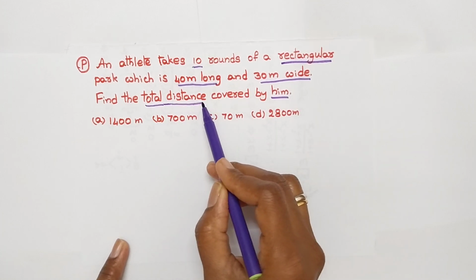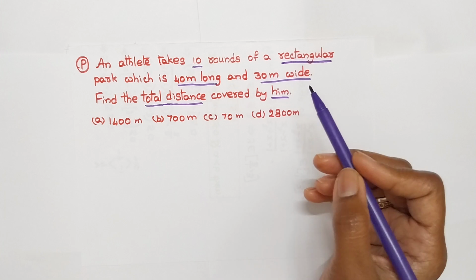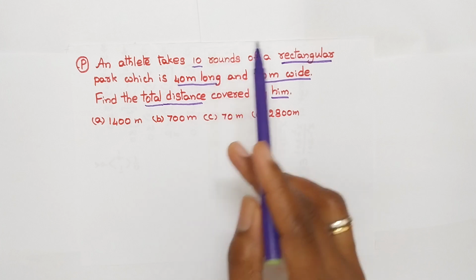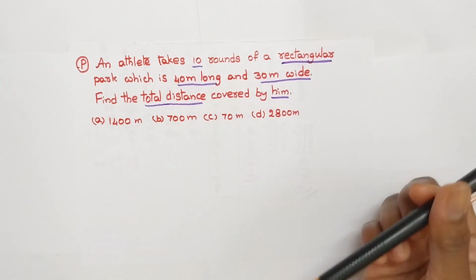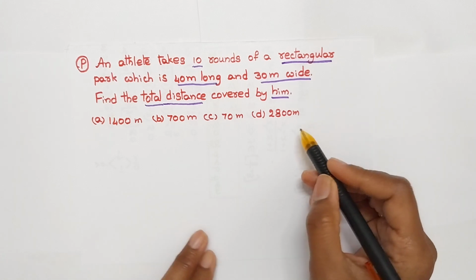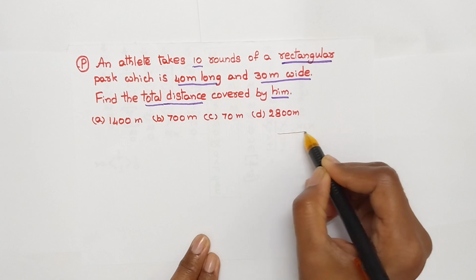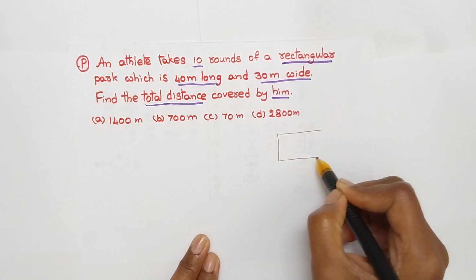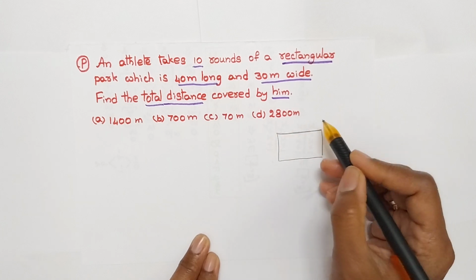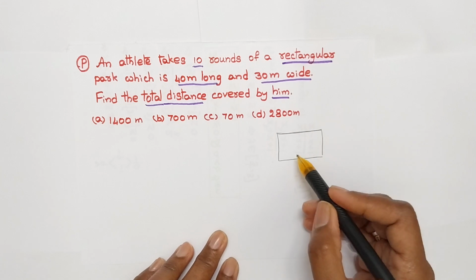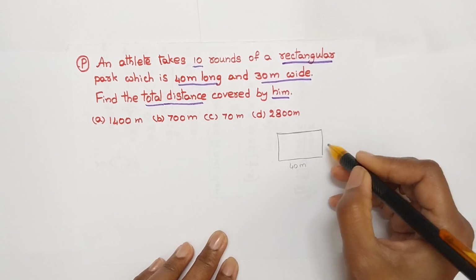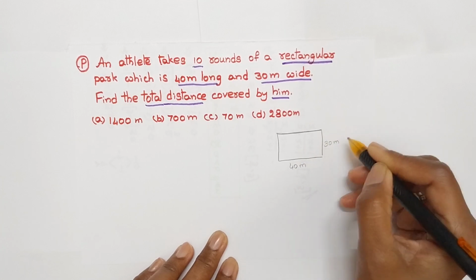Here, so many points we need to take. First point, the athlete takes 10 rounds of a rectangular park. It's clearly mentioned the park shape is rectangular, so first we draw a rectangle shape. What are the values given? The length and breadth of the rectangular park: 40 meters long and 30 meters wide.